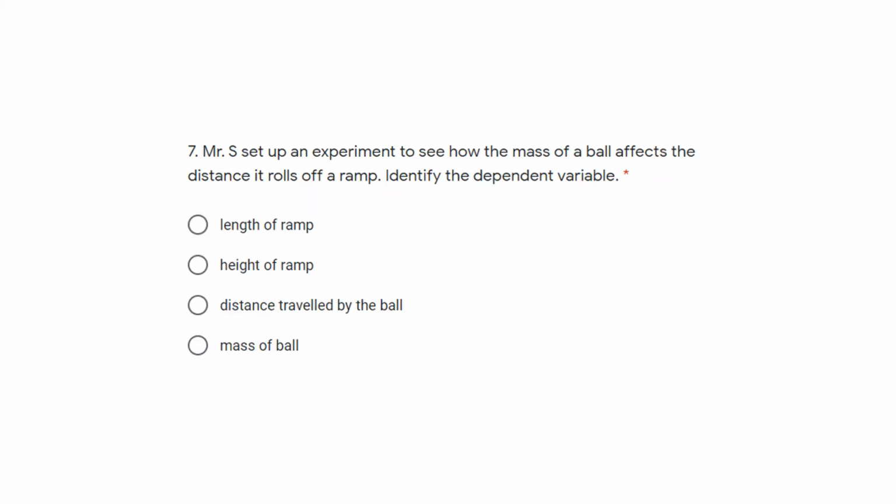Mr. S set up an experiment to see how the mass of a ball affects the distance it rolls off a ramp. What is the dependent variable? Well, there are 2 things mentioned. The length of the ramp and the height of the ramp are not mentioned in the passage, so we can assume that these will be controlled.